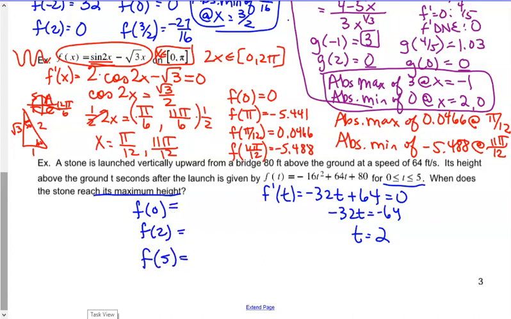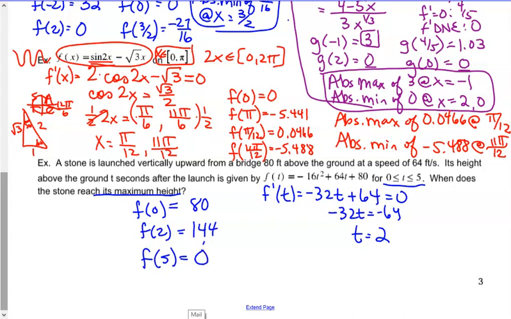Okay, so I'm going to plug 0 into this function. Then I'm going to get 80. When I plug in 2 into my function, be patient with me, I didn't have this written down. I'm going to get 144. And when I plug in 5 to that equation, probably not going to happen at that endpoint, but I'll end up getting a 0.